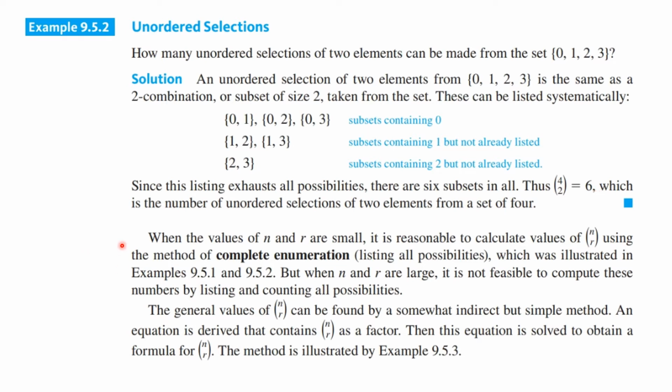Now, when the values of n and r are very small, it's reasonable to calculate this using this complete enumeration method, listing all possibilities. But when they're large, it's not really feasible. So what we're going to do is find the values of n choose r by a somewhat indirect but simple method. We're going to have an equation, and we're going to solve for that equation. Now, the derivation, I think, is useful for you to understand, but the important thing is to understand the result.